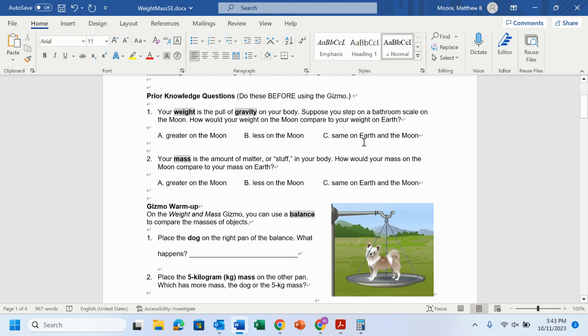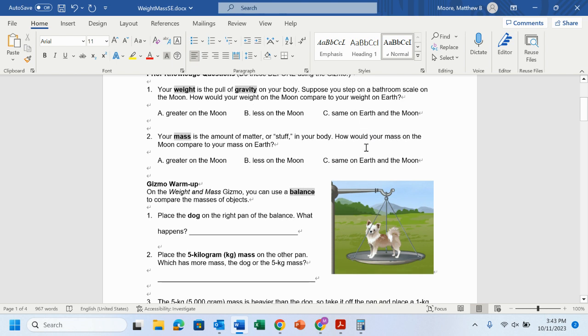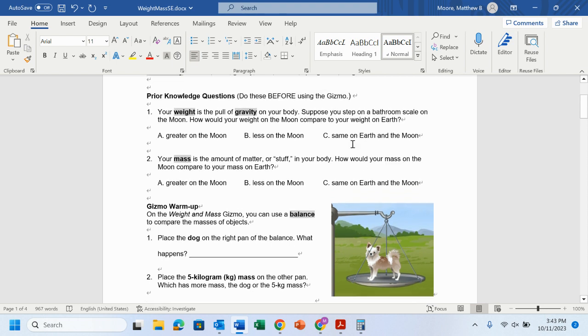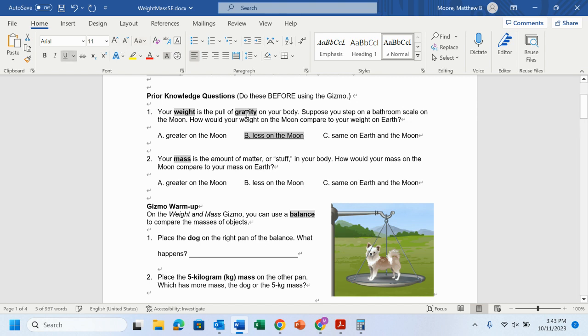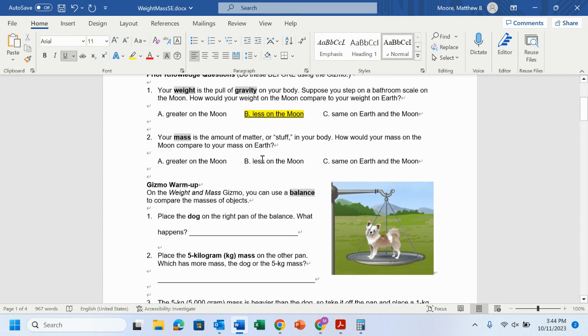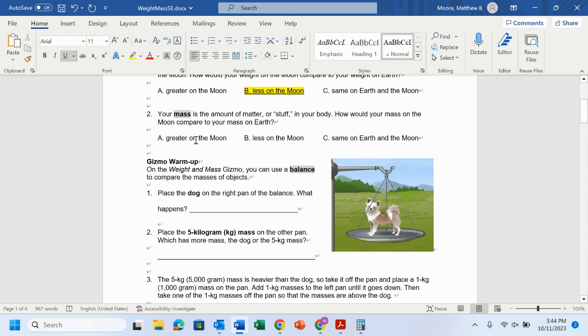Because there's less gravity on the moon, your weight is going to be impacted by the gravity. Gravity on the Earth is 9.8 meters per second squared. Gravity on the moon, I believe, is 1.6 meters per second squared or less than that. So your weight is going to be less on the moon. I underlined your answer right here. Actually, maybe I'll highlight that. Your answer is going to be B. It's going to be less on the moon.